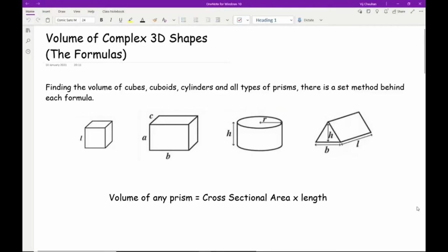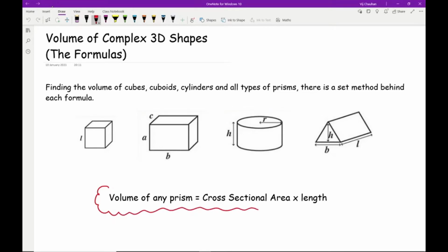So finding the volumes of cubes, cuboids, cylinders and all types of prisms, there is a set method behind each formula, and that method is the formula you can see near the bottom, and that is that the volume of any prism is the cross-sectional area times the length.